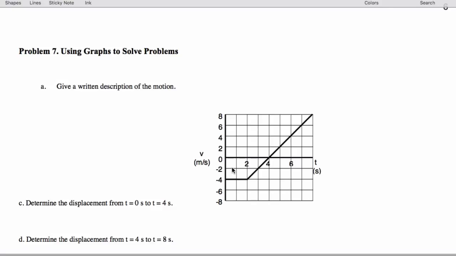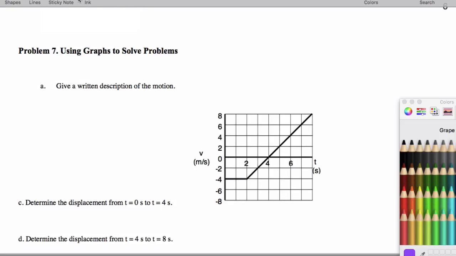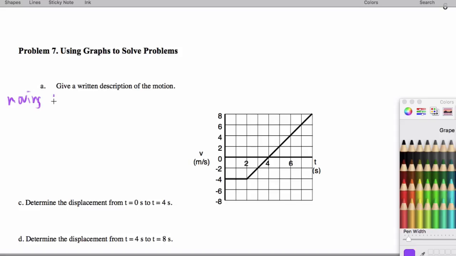All right, problem number 7. Written description of the motion. So here is how we describe this object. It is actually moving backwards at steady speed.